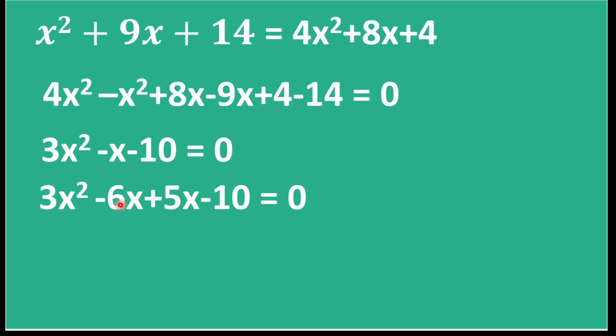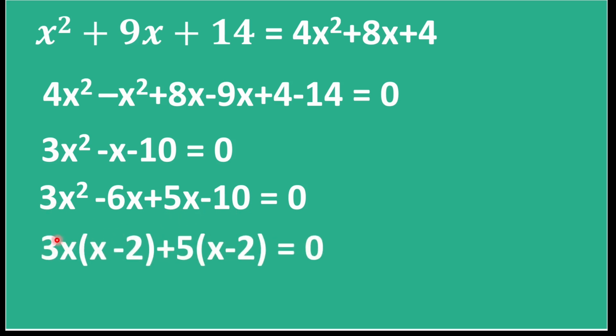So now look over here in these two values, and in these two values we will take common. So here in these two values we can take 3x is common, and in these two values we can take 5 is common. So let's take the common.